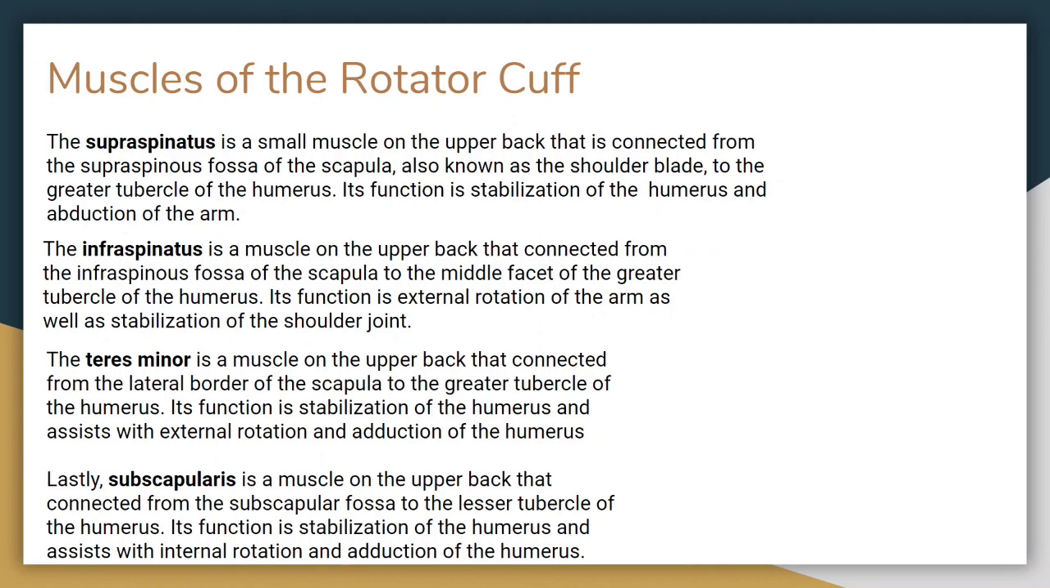Lastly, the subscapularis is a muscle on the upper back that is connected from the subscapular fossa to the lesser tubercle of the humerus. Its function is stabilization of the humerus and assisting with internal rotation and adduction of the humerus.